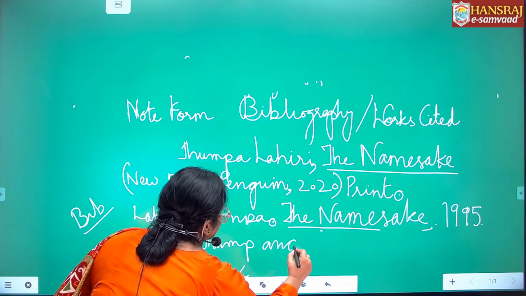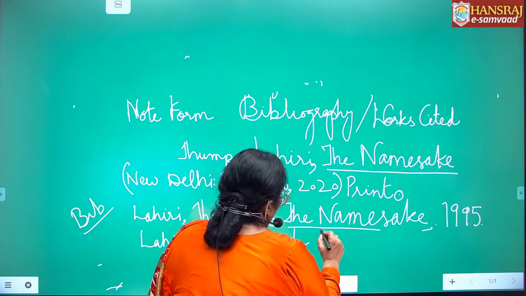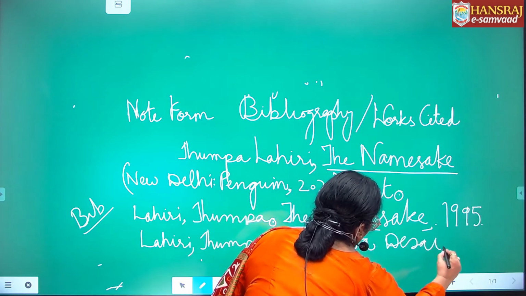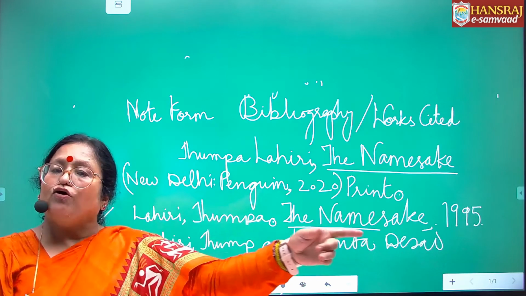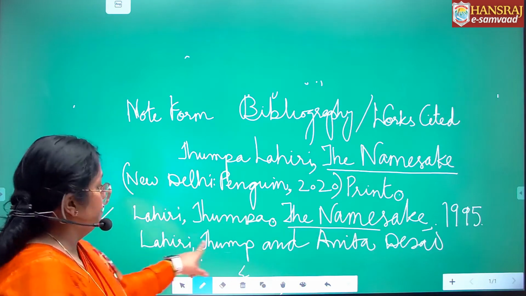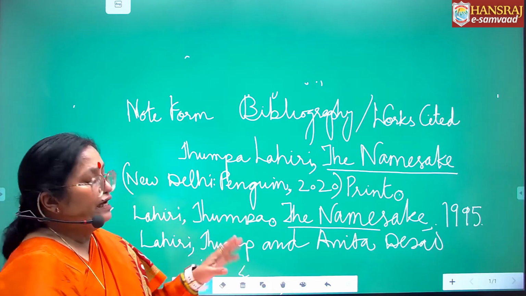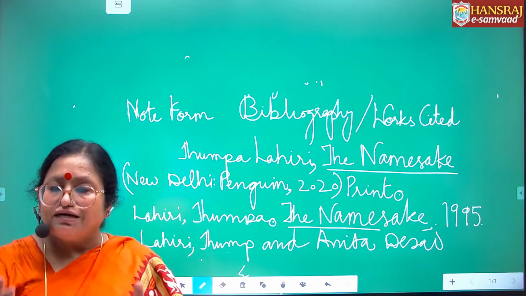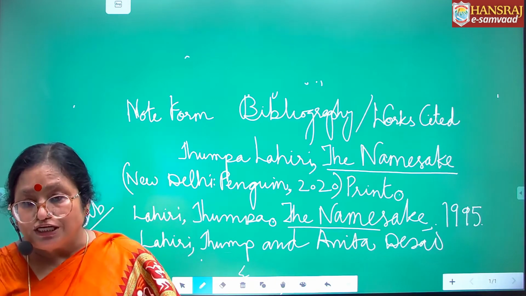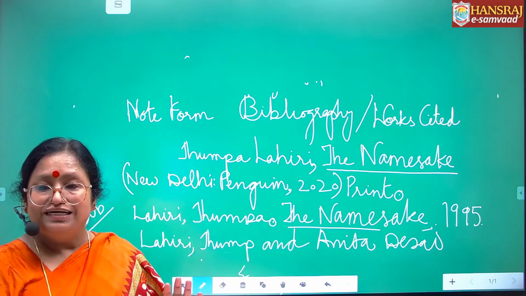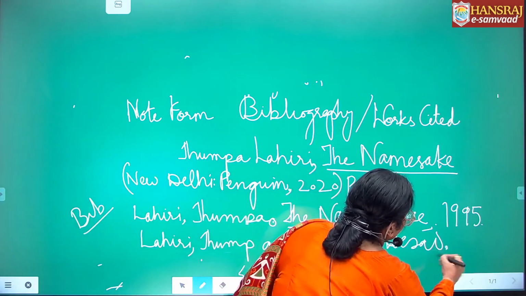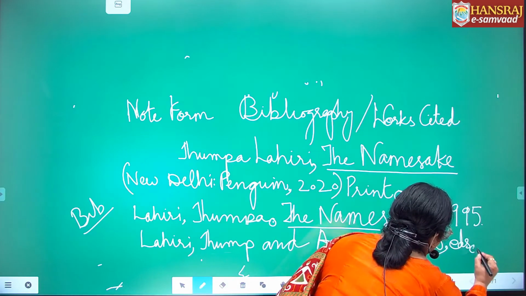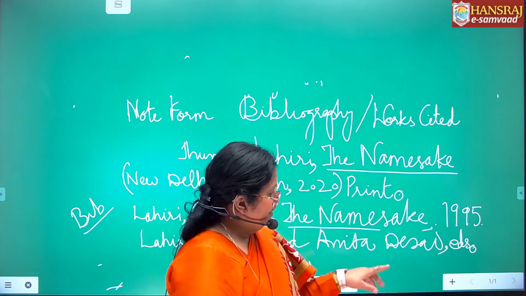And let's say the other author is Anita Desai. Then Anita Desai and all the names, they will come in normal order. Only the first name is to be reversed. And there are so many categories, you know, sometimes they have edited a book, sometimes they have compiled, translated. So whatever information you intend to give to the reader, you have to add here. Like suppose this is an edited work, so we will put a comma and then we will add eds, editors. They are editors.